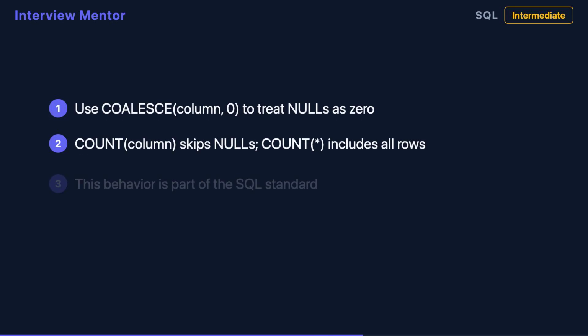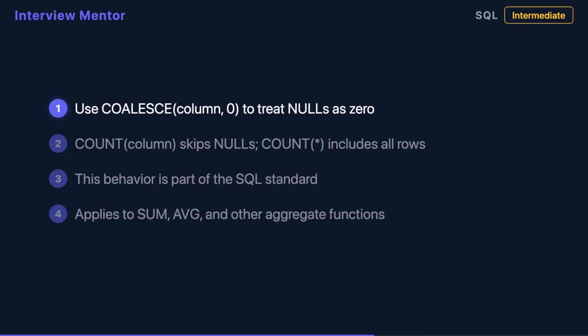If you want nulls to be treated as 0, use COALESCE or IFNULL to convert them first. And remember, this behavior isn't unique to AVG. COUNT of a column skips nulls too, while COUNT(*) includes every row. Understanding this is part of the SQL standard and critical for accurate aggregations.